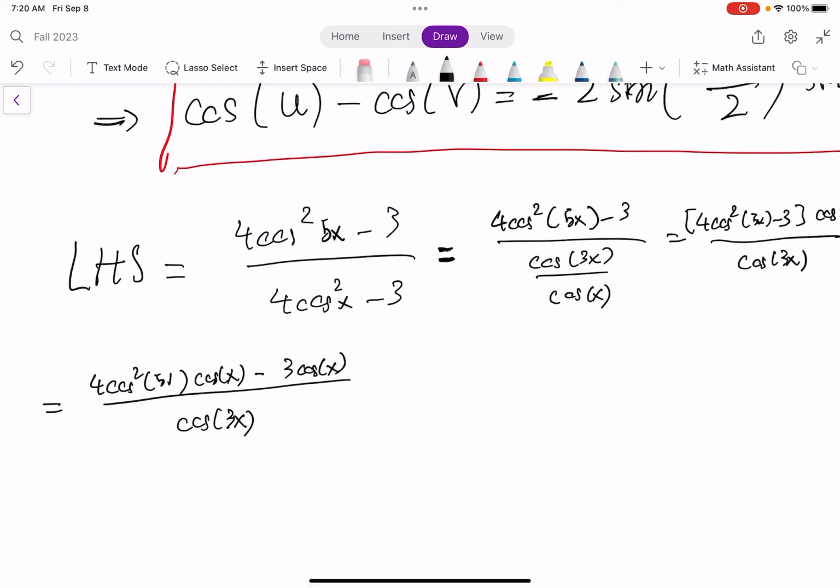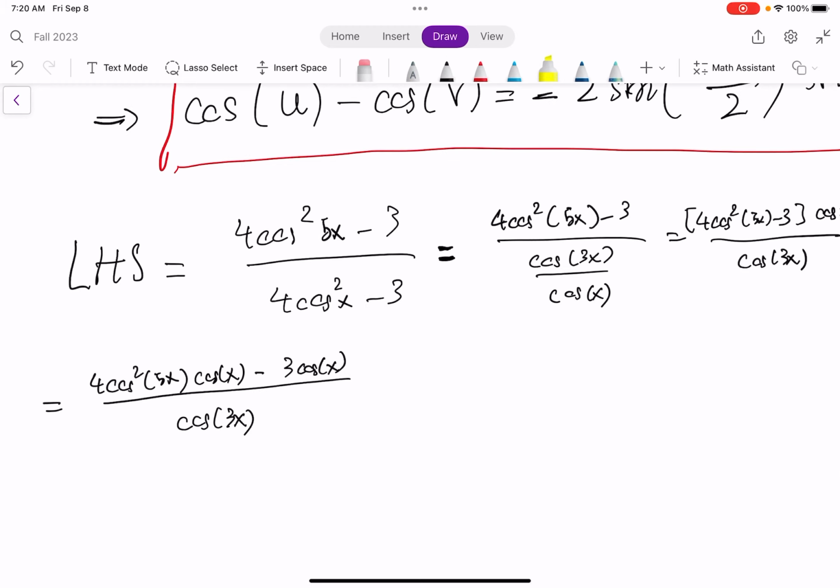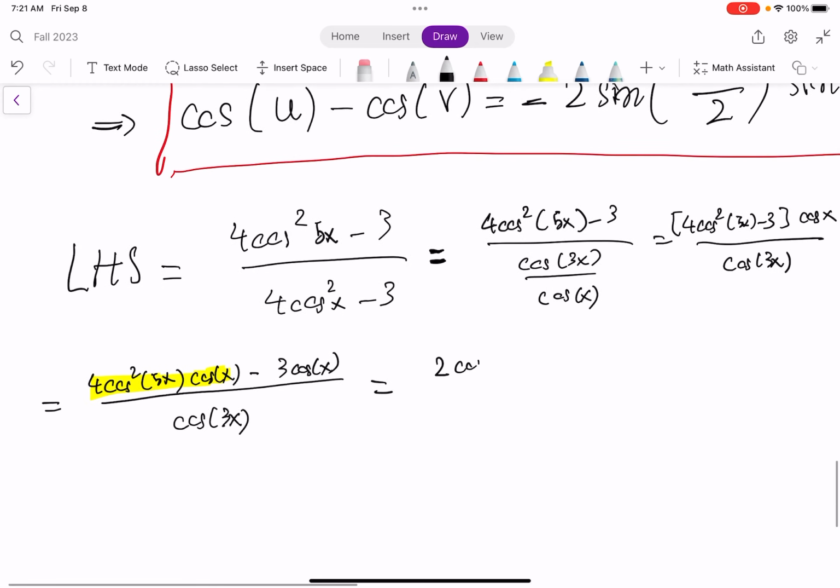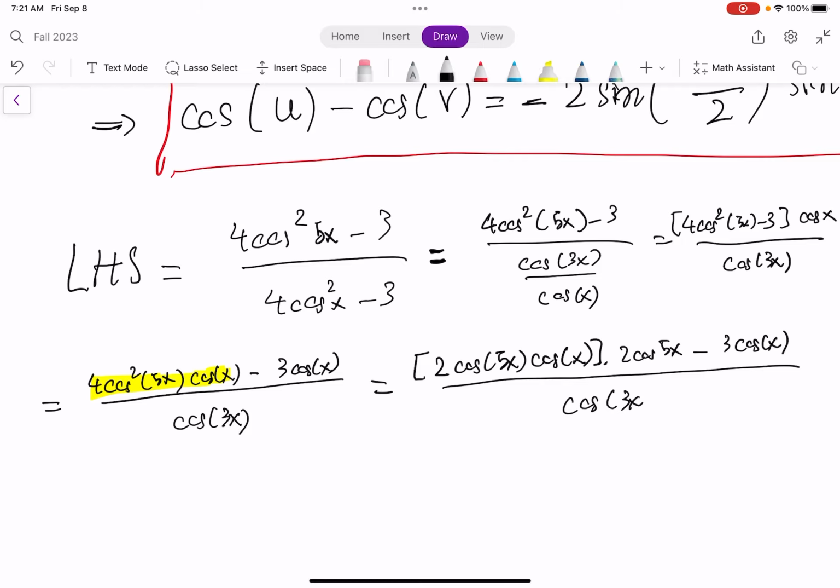5x. Okay. Now you come to here. You notice this term right here, this 4 cosine square 5x cos x. We can rearrange it in a way that we can use the lemma we just proved previously. So let's go ahead and rearrange them. I will write them like this: 2 cosine of 5x times cosine of x, and then times 2 cosine of 5x minus 3 cosine of x over cosine 3x.